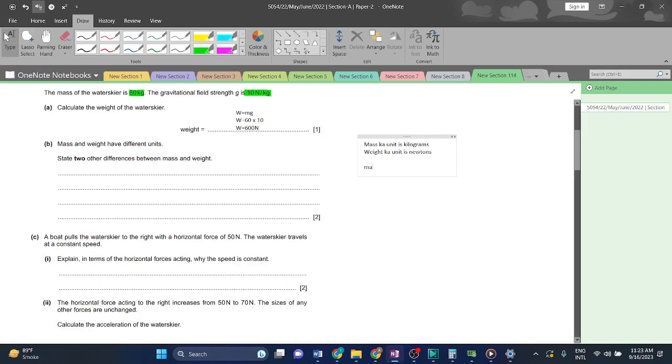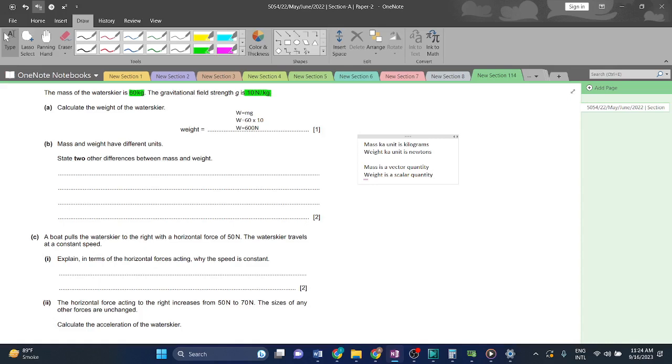Mass is a vector quantity. Weight is a scalar quantity. What is the difference between vector and scalar? Vector quantities have a direction while scalar quantities do not. Weight has a direction. So yeah, that is one difference.